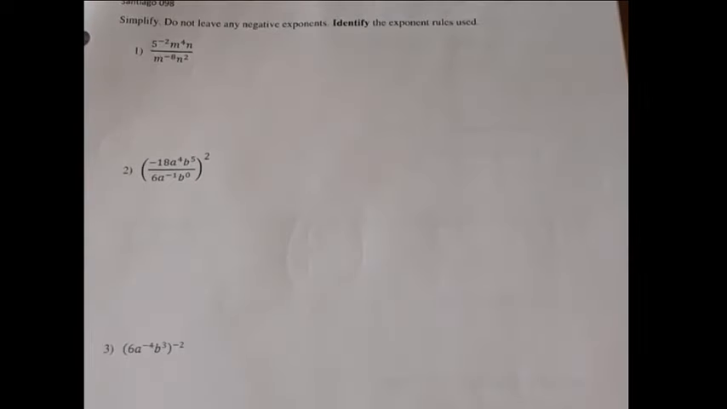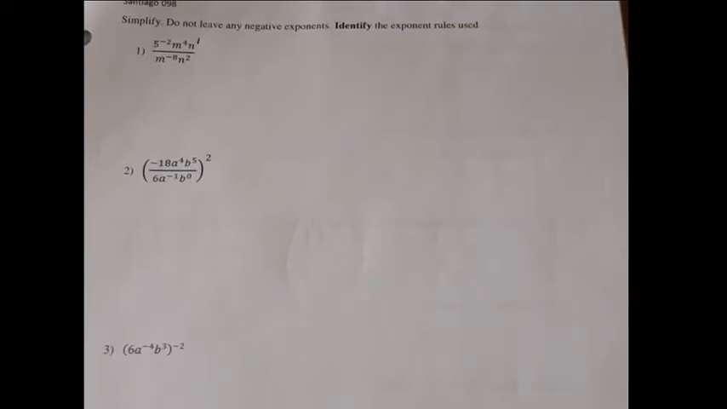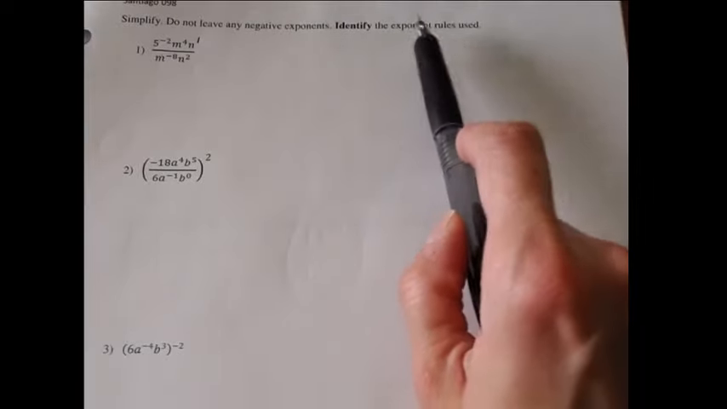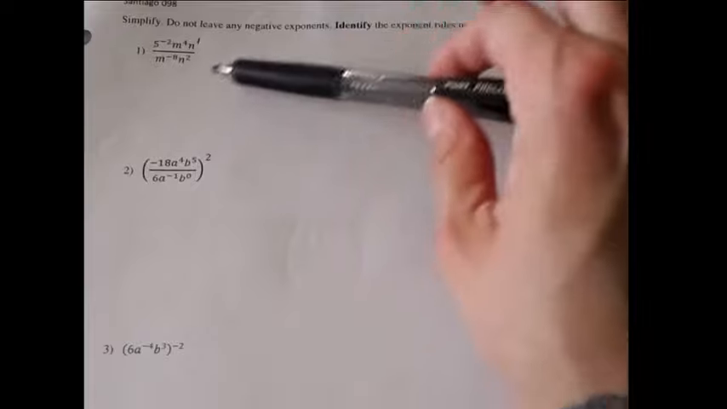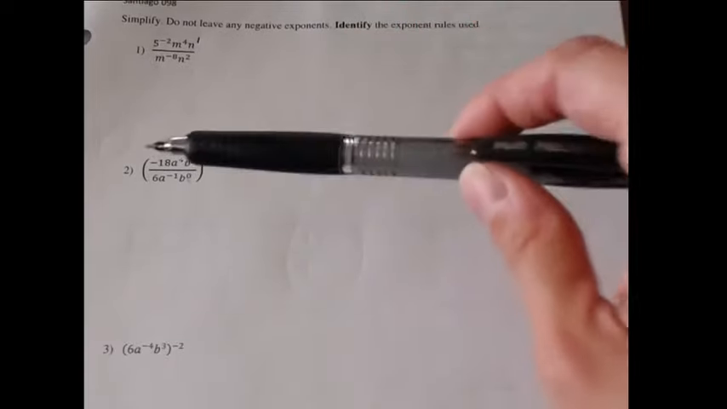5 to the negative 2, m to the fourth, n to the first, over m to the negative 8, n to the second power. So what we're going to do with this problem here is we're going to simplify it. We're going to make sure that we don't leave any negative exponents, and we're also going to identify the exponent rules used. I am going to do this one with you right now in class. You are going to take these two home.